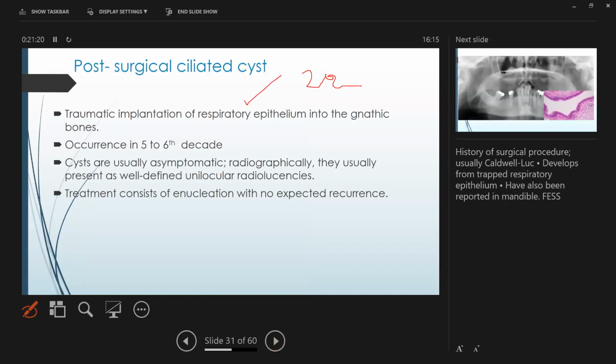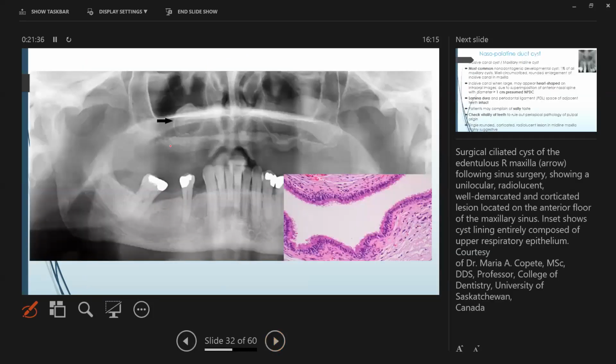Okay, and this is the only cyst which was included by the WHO in 2022. Previously, the cyst was there, but it was not classified into any of the categories, but it came into existence in this classification. So it usually occurs in the 5th to 6th decade of life, because many people undergo sinus surgeries, and there's a famous sinus surgery called functional endoscopic sinus surgery, FESS, where they do an endoscopic sinus surgery.